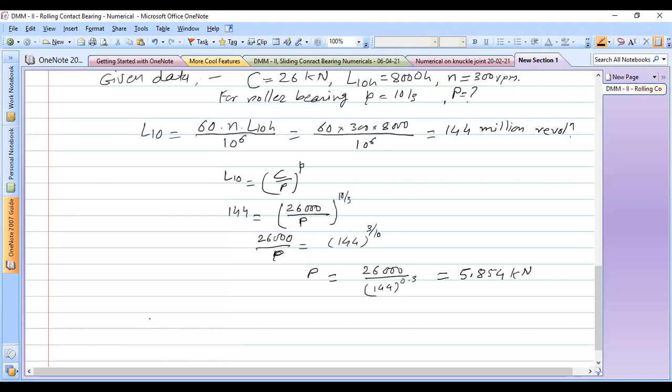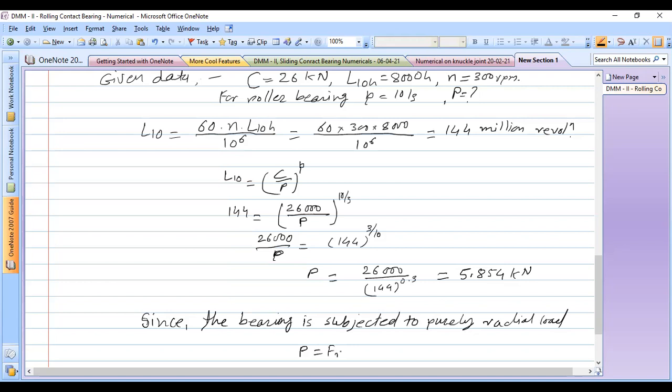Now it is given to us to find the equivalent radial load. So we will write here, since the bearing is subjected purely to radial load, I can write capital P is equal to Fr is equal to 5854 Newton. This is my answer.